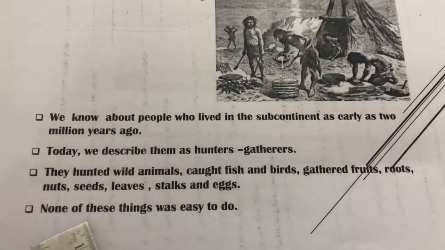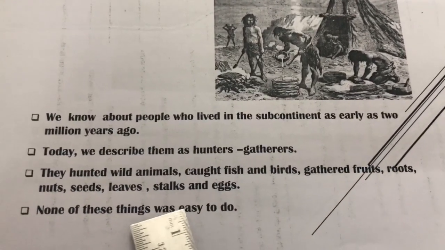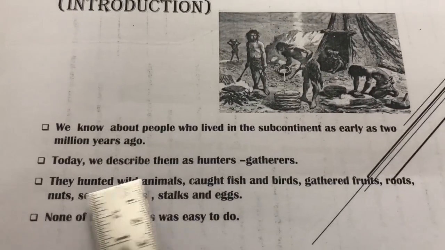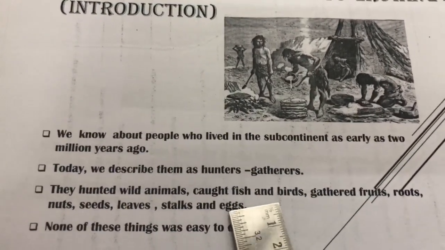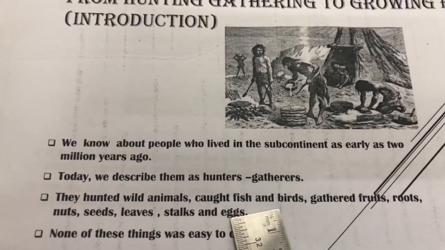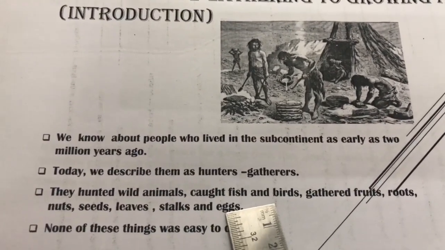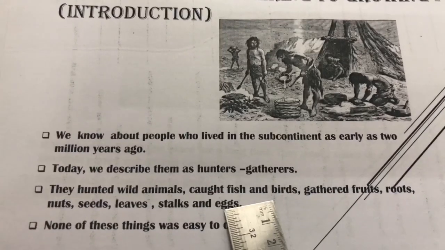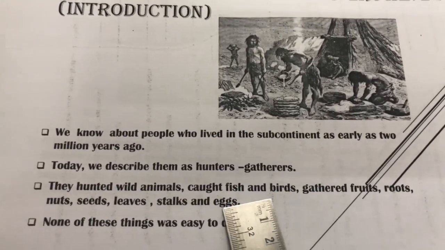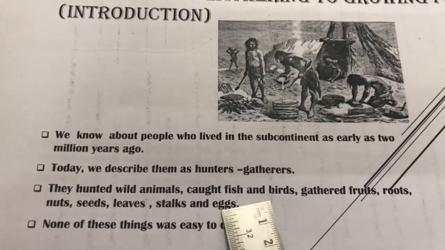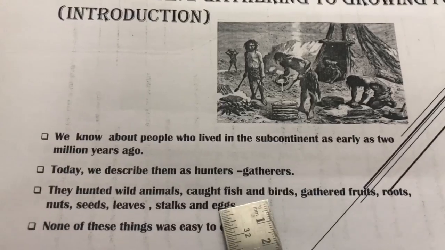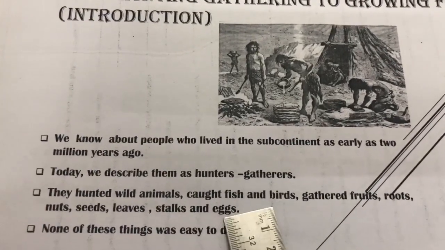And children, none of these things was easy to do. They needed special skills. What kind of skills? If I tell you to catch an animal, is it easy? No. You have to run behind them. You have to be quick. And so many wild animals were also there. So these people had to be very quick, very sharp, very energetic.